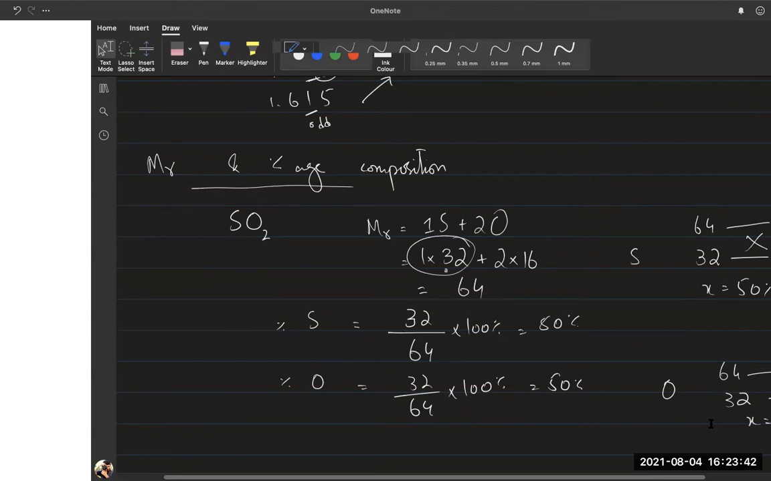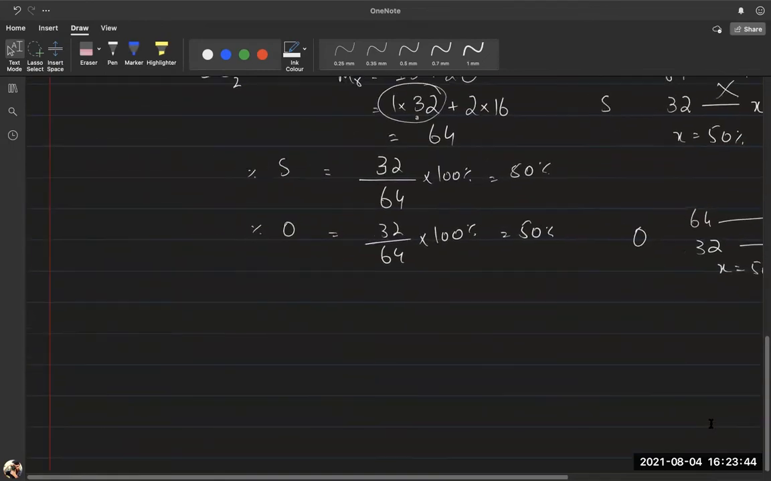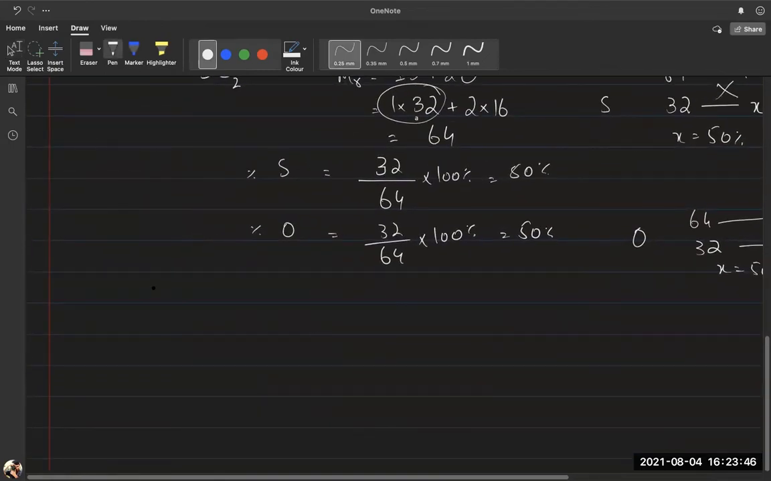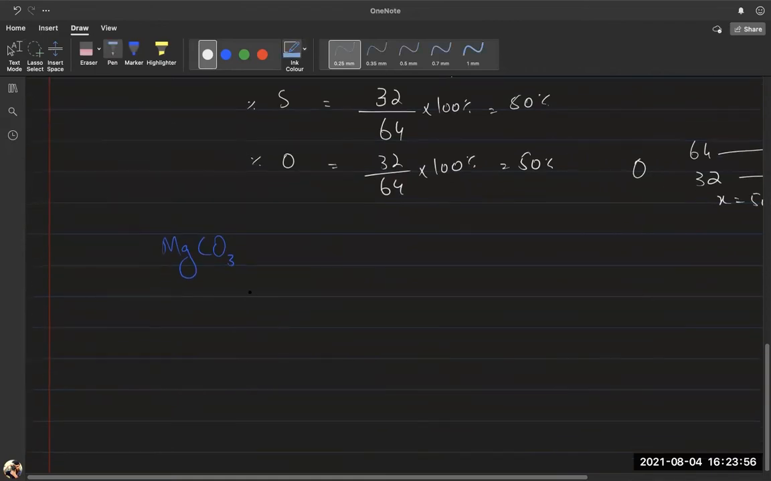Let's try to do it for magnesium carbonate. So this one is MgCO3. Magnesium carbonate, the first thing we need to know for MR is we add up all the atoms. So 1 magnesium, 1 carbon, 3 oxygen. Magnesium is 24, carbon is 12, oxygen is 16. So we add up all of that.